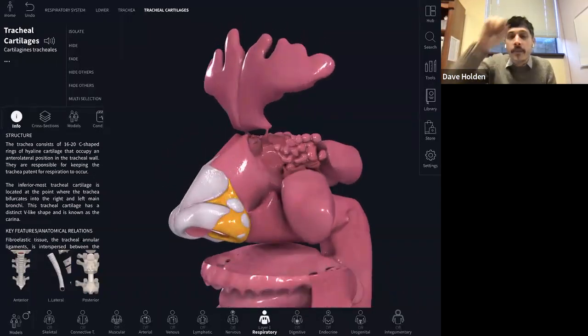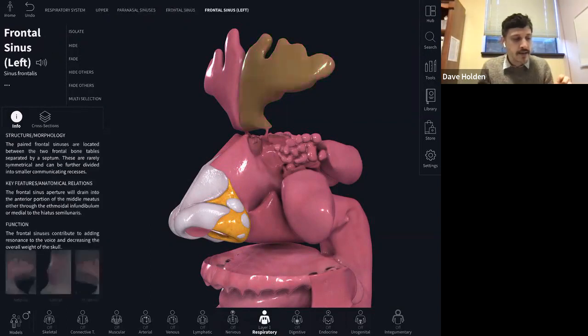This little frill up top, that's the frontal sinus. That's the air pocket up here in the frontal bone. This guy right here.